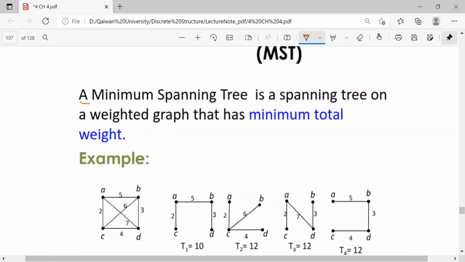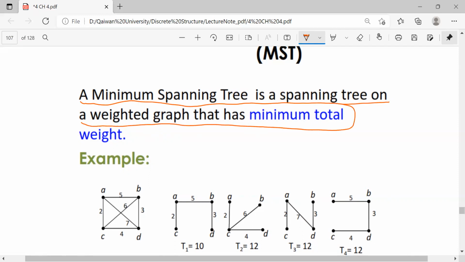We say a minimum spanning tree is a spanning tree on a weighted graph that has minimum total weight. If the graph is weighted, the minimum spanning tree is that tree which contains all the vertices of the graph and it has the minimum total weight.